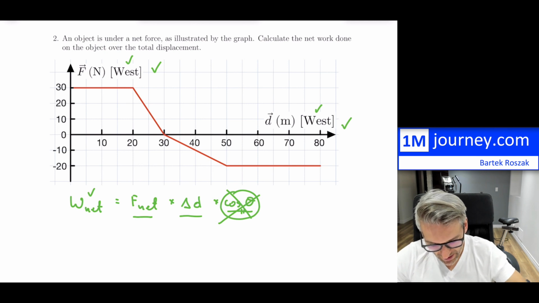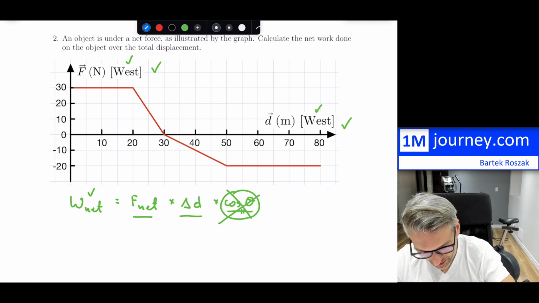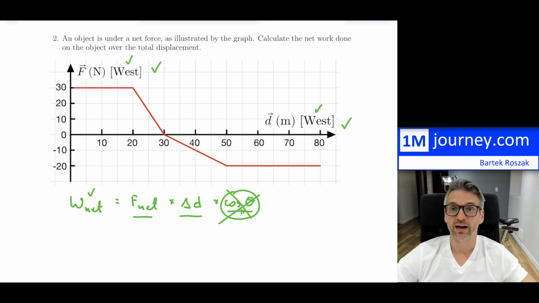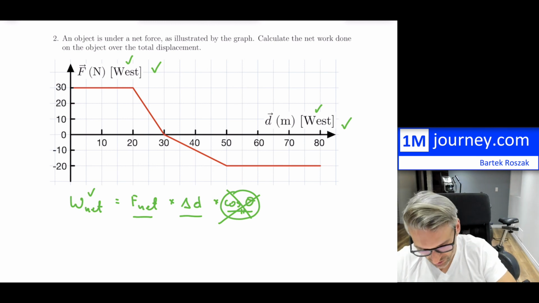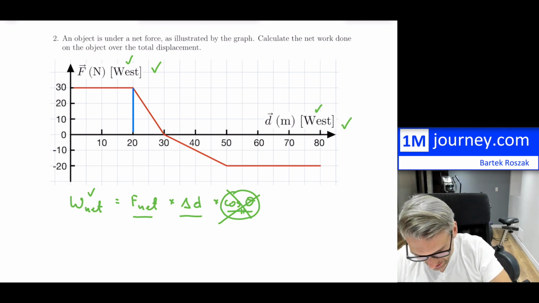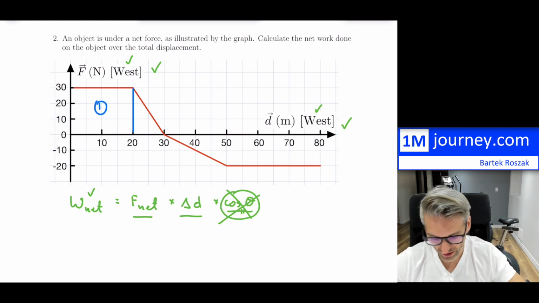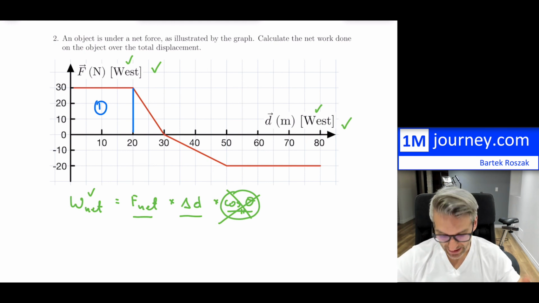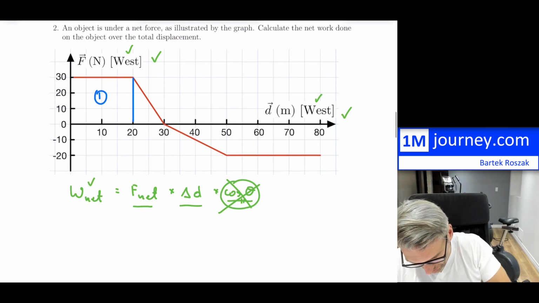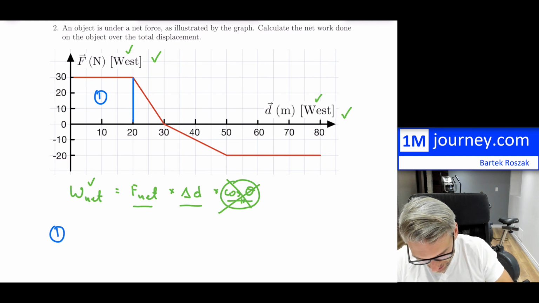So now, as you go along, you're going to have to figure out what the area under the position and force graph is. So you can break this down into pieces. Here's your first piece, so this is piece number 1, and you can figure out the work there because you can find the area under that curve. So I'm going to break this down.